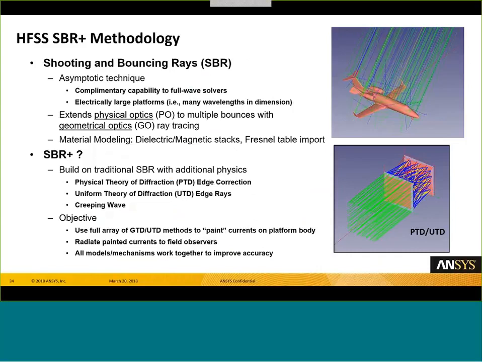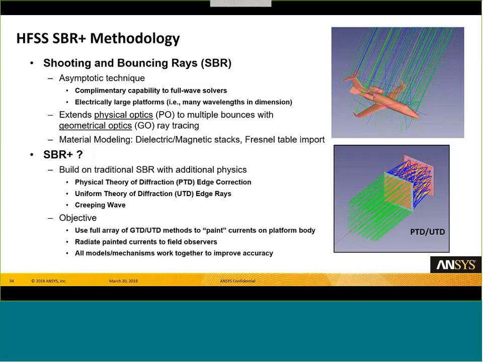So we'll spend a little time talking about this SBR+ methodology, and in order to do that, we have to introduce traditional shooting and bouncing rays. It's an asymptotic technique, and asymptotic techniques are complementary to full wave solvers, particularly in that they apply to electrically large platforms. Usually when you're comparing to a full wave technique, an asymptotic technique is going to take over when the electrical size of the problem starts to get dominated by features that are multiple wavelengths in size.